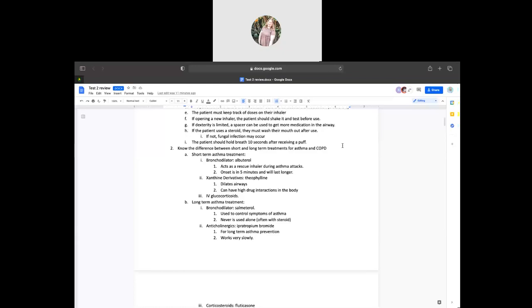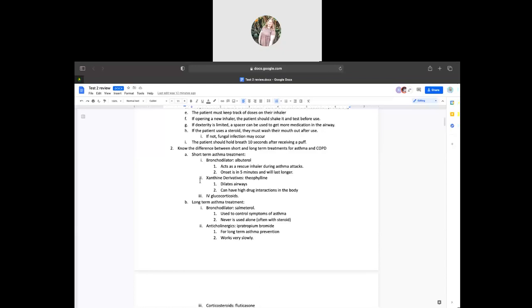So albuterol is a short-term bronchodilator, and it acts as a rescue inhaler during those asthma attacks because it's going to work quickly. And with our patients with acute asthma, they need something that's going to open their lungs quickly. We don't want to wait on a medication to work. We want to make sure that patient can breathe quickly, and albuterol is going to help do that.